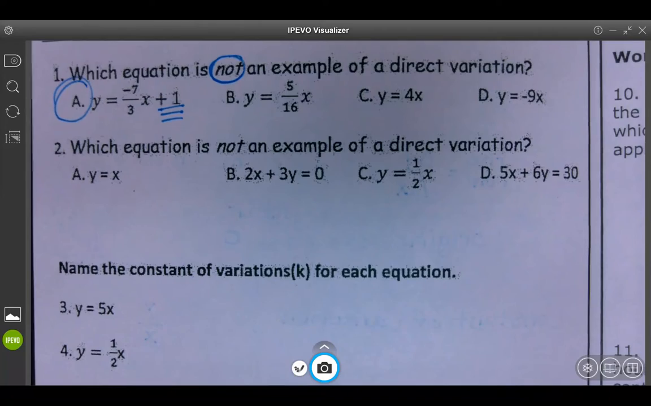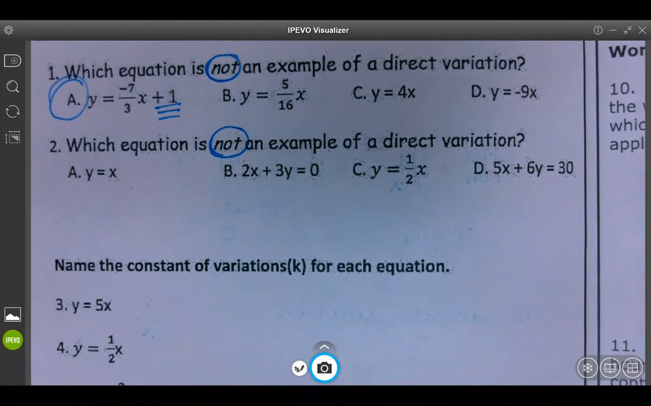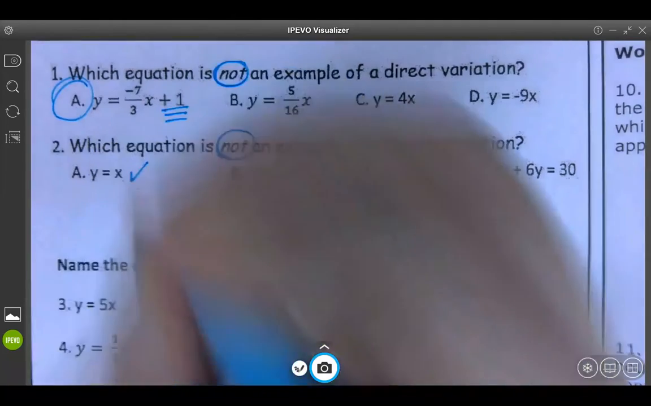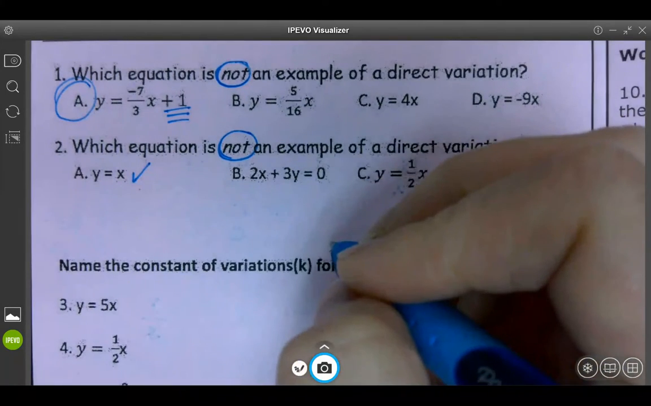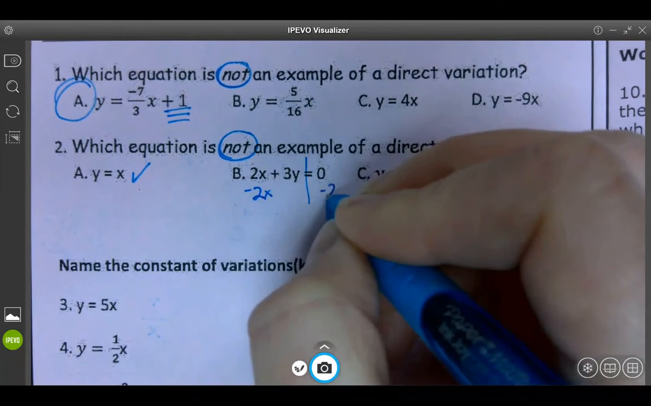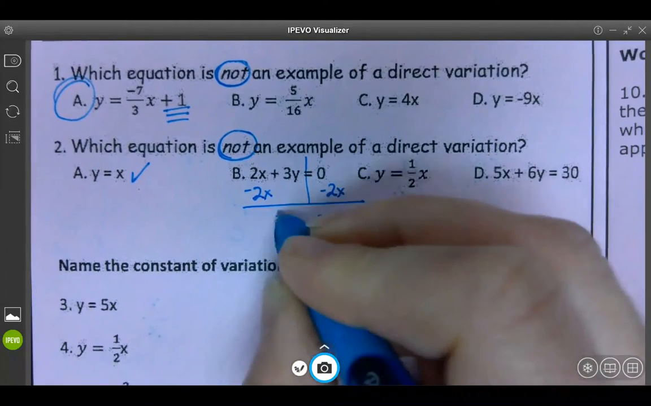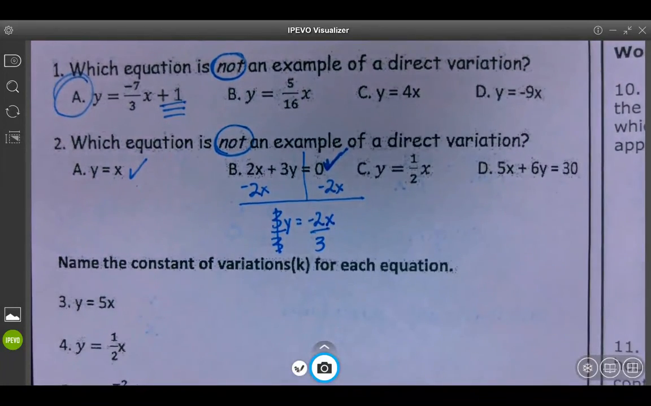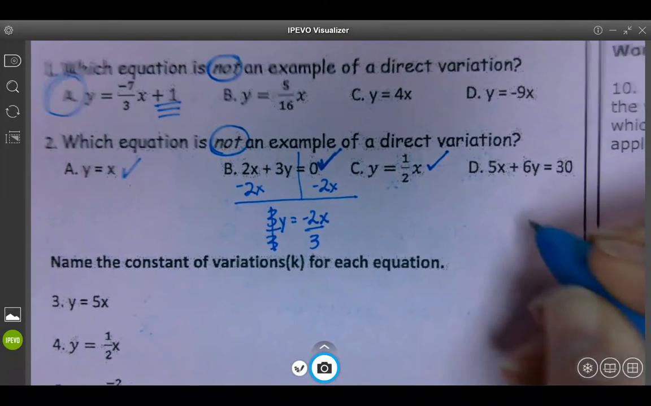And what about the next one, which is not an example of direct variation? So let's go through one at a time and see if it's direct variation or not. So the first one says y equals x. It's written as y equals kx, because what would k be on this one? It'd just be one. So this is fine. This one, right, because what we would end up doing is this, right? 3y equals negative 2x, so negative 2 over 3. That one's fine. The next one. Yep, y equals kx. Okay, what about this last one?